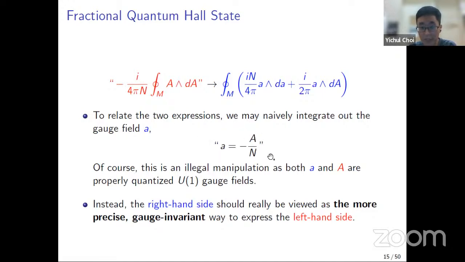So the thing is that this expression does not make sense because of the reason I said. Little a is a properly quantized U(1) gauge field. It cannot be equated with big A over n because big A is also properly quantized. But the procedure I derived, somewhere it is wrong. So the step that is wrong is to integrate out the little a gauge field. What is correct is n times little a is equal to big A, but I cannot divide this equation by n. That's the wrong step. So I start from this correct expression and then I do something illegal and then I obtain something illegal. That's what's happening.